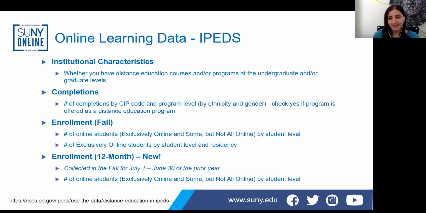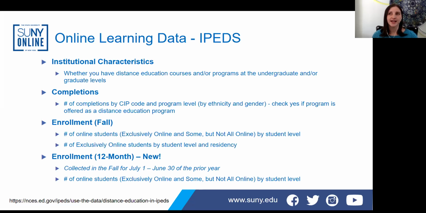In the completions section, where campuses report on the number of completions, so awards, by CIP code, which is a category of programs, and by program level, they ask the campuses to check yes if a program is offered as a distance education program. So it's not necessarily saying that all of those completions were online. It's just saying that those students had the opportunity to participate in online modalities.